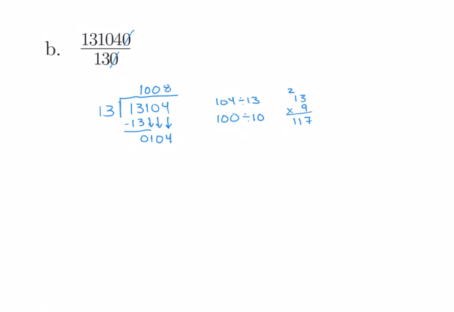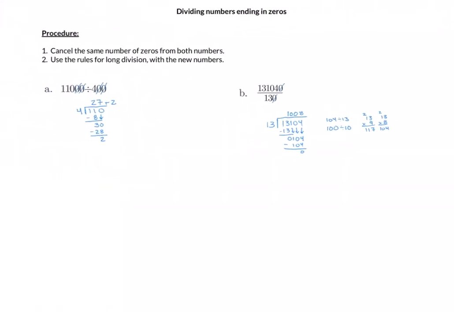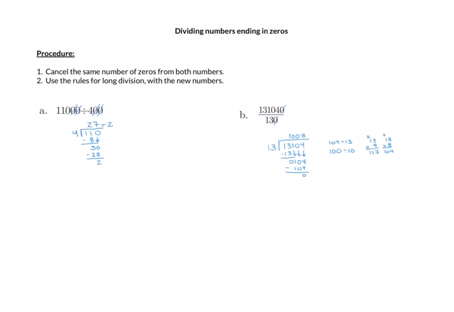If we do this, 13 times 8, get 8 times 3 is 24, 8 times 1 is 8, and 8 plus 2 is 10. I can subtract, and when I subtract, I get 0. So my final answer is 1008. All right, that takes care of dividing by numbers ending in zeros. You can take this shortcut to help you out.